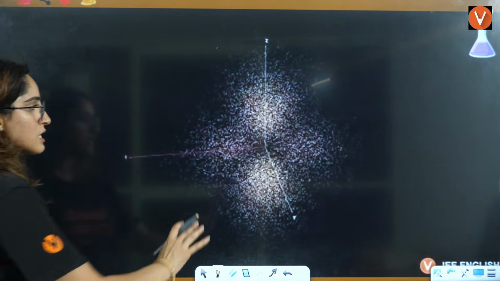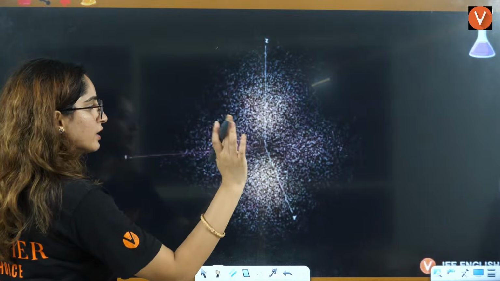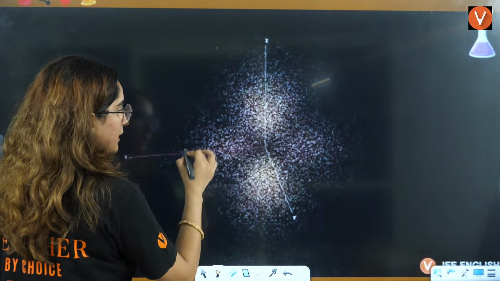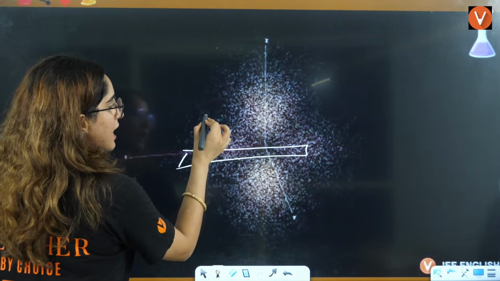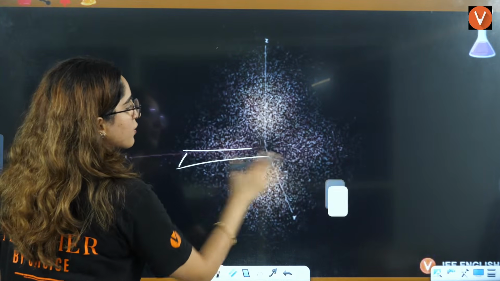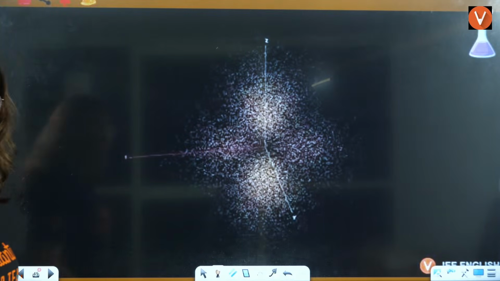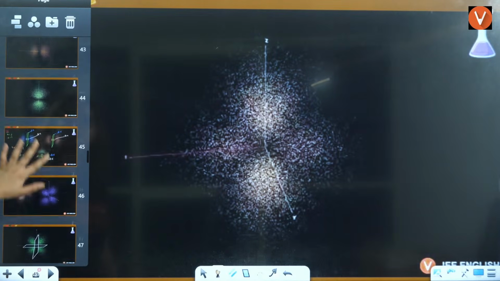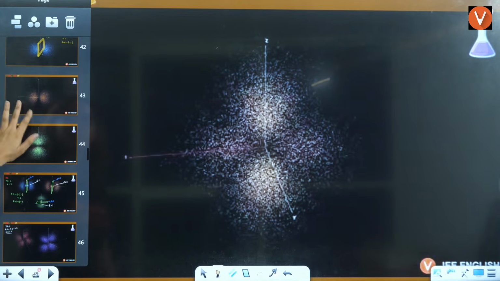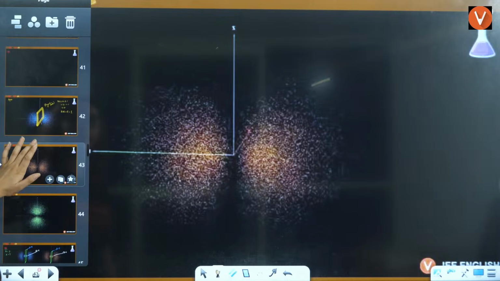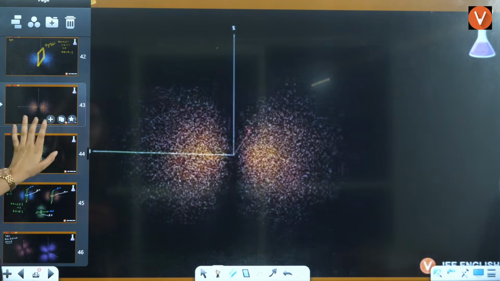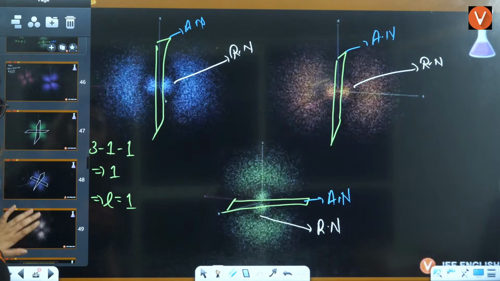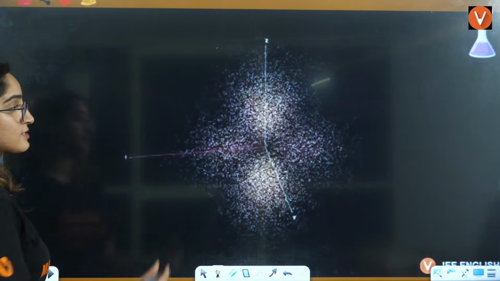Here also, this is basically dz square. We'll learn about it. This is exactly one plane that you can pass from here and another plane that you can pass from here. That is your angular nodes, right? Wait a minute. dz square is different. That I'll show you in the next class. Okay? dz square is different. All of them in 3D, there is an exception here that I'll tell you in the next class.